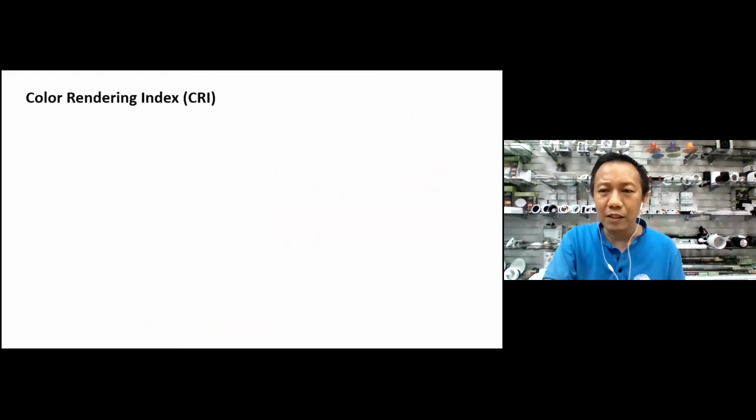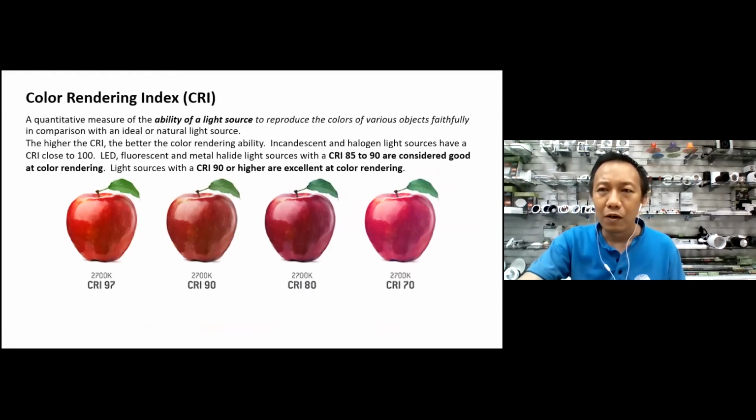Okay, let's go to color rendering index or CRI. What is CRI? It is a quantitative measure of the ability of a light source to reproduce the colors of various objects faithfully in comparison with an ideal or natural light source. Of course, a natural light source is the sun. The higher the CRI, the better the color rendering ability. So lumalabas yung true colors niya.